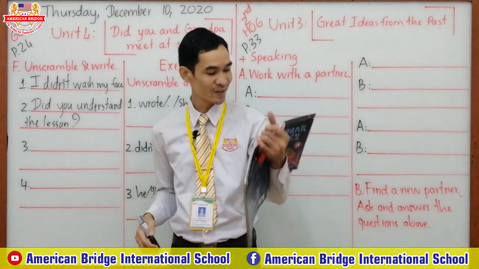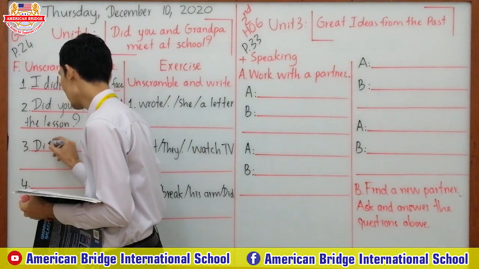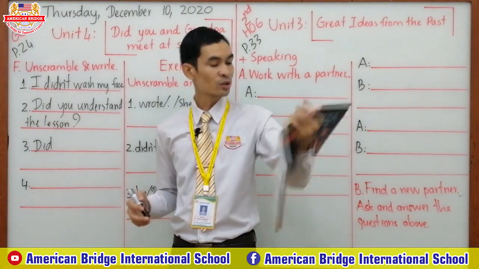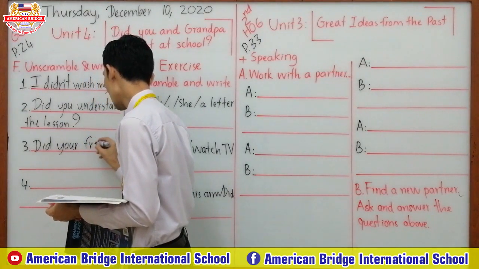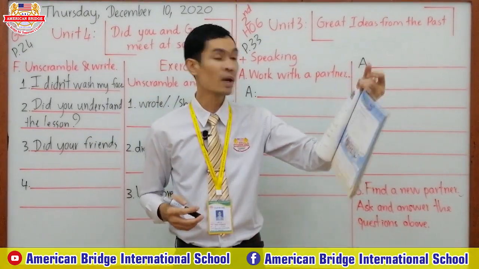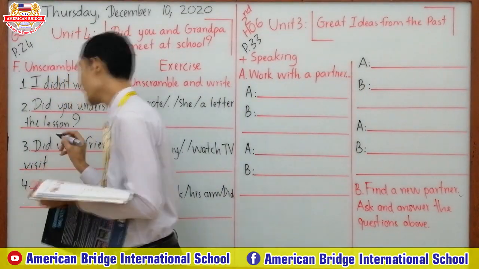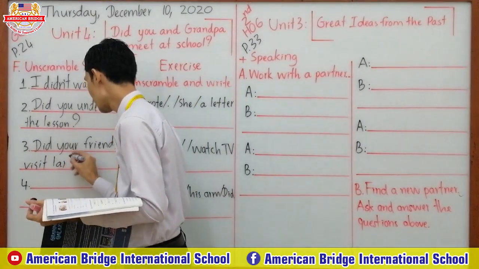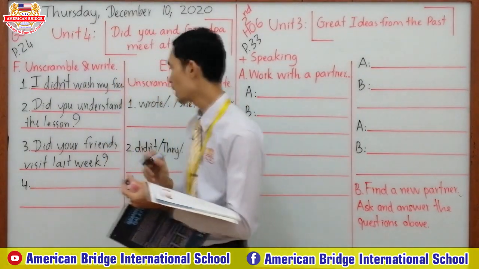Now let's continue to number 3. How about number 3? Start with did. Okay, start with did. And after did, you put the subject. Where is the subject? Your friends, right? Okay, your friends is the subject. And after the subject, we use the verb. Where is the verb? Visit. Okay, visit is the verb. Okay, and we have only one more. Last week, right? Okay, last week. And don't forget a question mark.